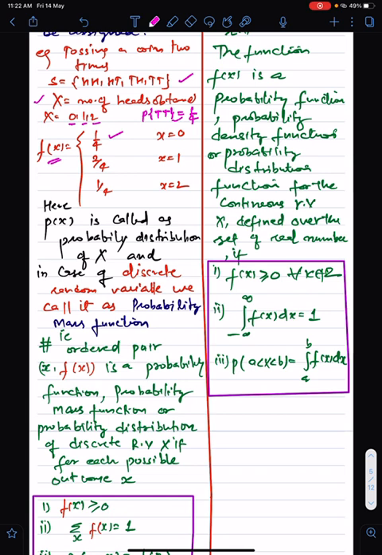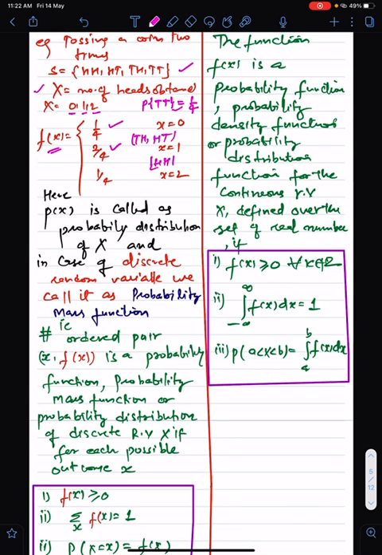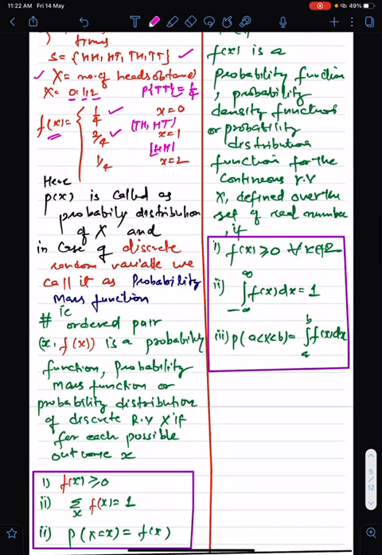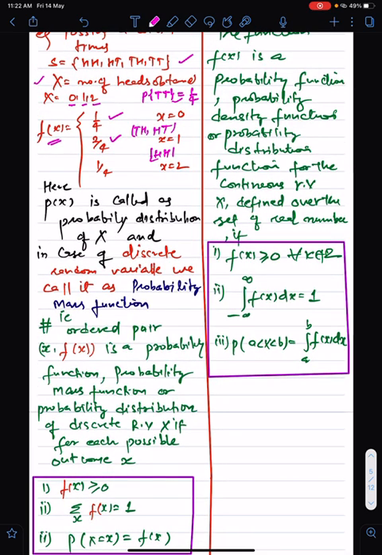If x equals 1, that means I am getting one head. So the possible outcomes are head tail or tail head. Two outcomes are possible, so the probability is 2 by the total number of outcomes, that is 4, so it will be 2 by 4. And for x equals 2, that means I am getting two heads. The possible outcome is head head. So the probability for x equal to 2 is the number of favorable cases, that is 1, over the total number of cases, that is 4, so it will be 1 upon 4.